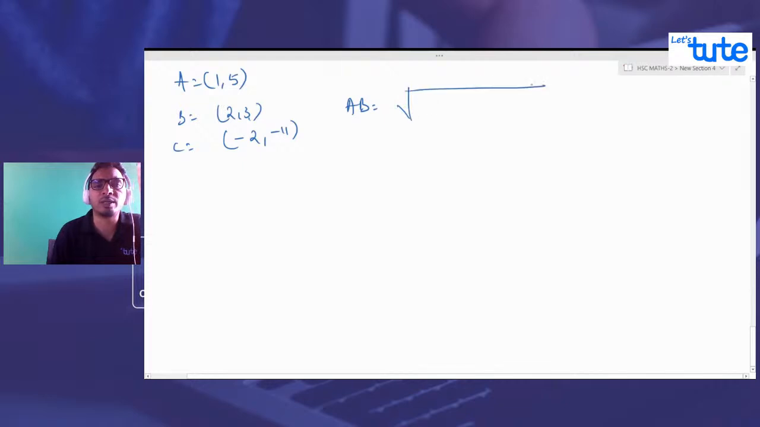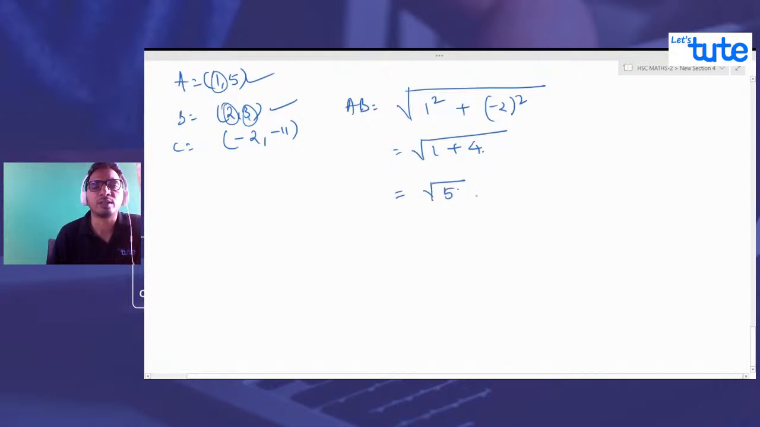Okay, so first of all, let us find the length of AB. Okay, length of AB, we're going to use these points. So 2 minus 1, so that is 1 squared, plus 3 minus 5, that is -2, the whole squared. So that would be equal to 1 plus (-2) squared, which is 4. So that would give us square root of 5. Correct?